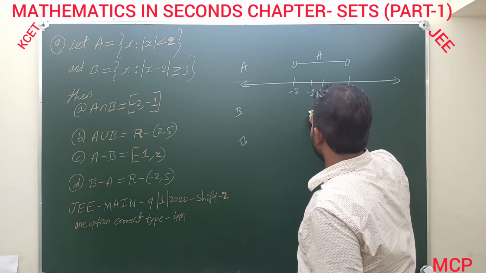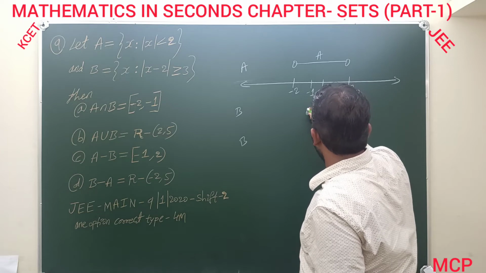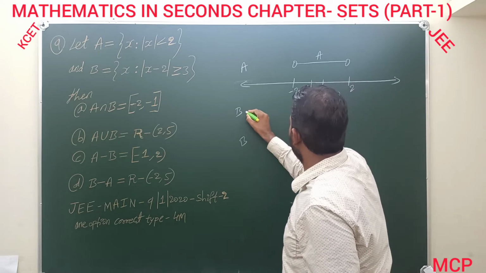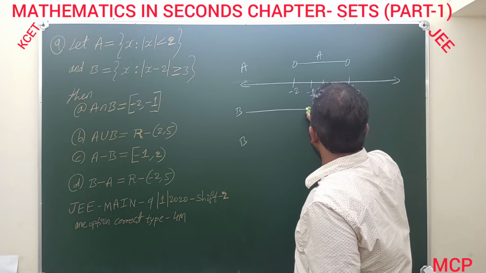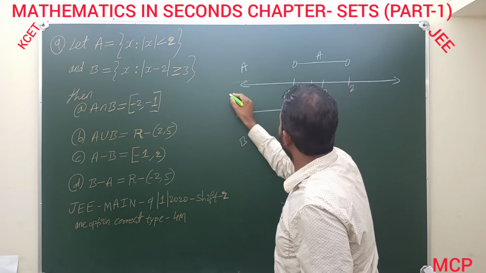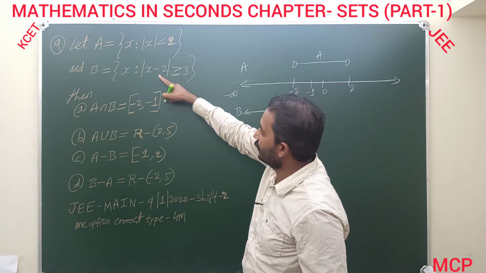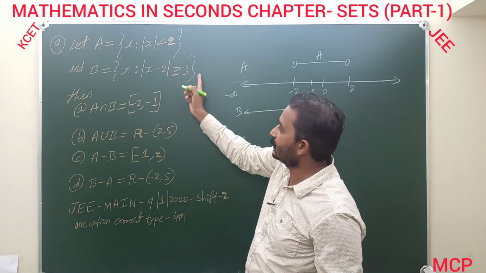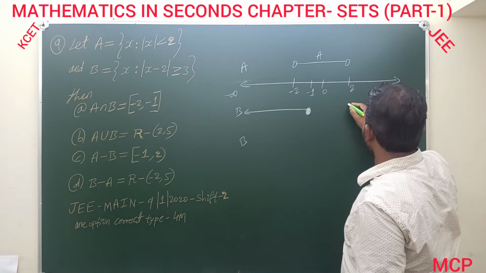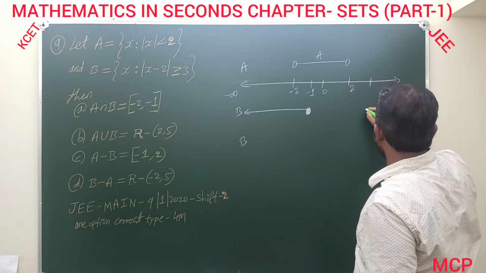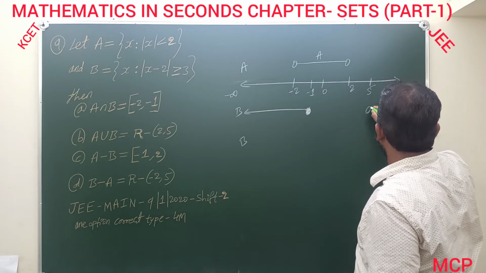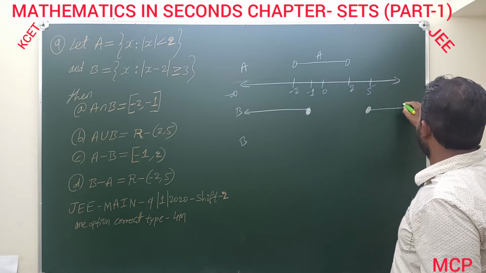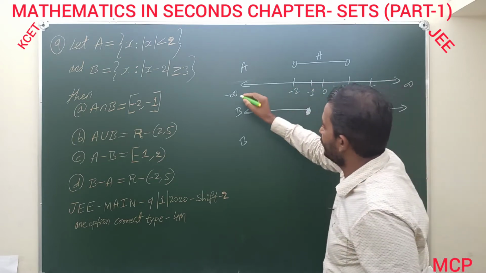So minus 1 is included in this case, going from minus 1 to minus infinity. And one more condition: x minus 2 greater than or equal to plus 3, which means x is greater than or equal to 3 plus 2, that is 5. So 5 is included, up to plus infinity.